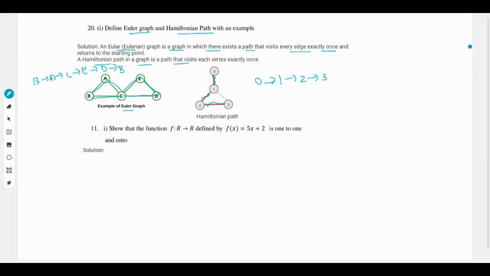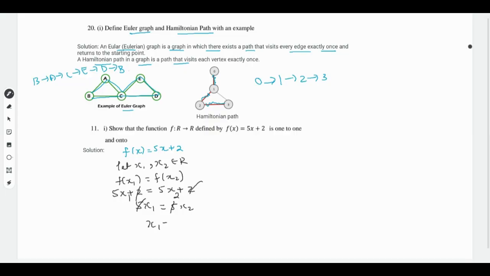Then moving to the next question: show that the function f of x is one-one and onto. So f of x is 5x plus 2. How do we prove it is one-one? Let x1, x2 belong to R, such that f of x1 equals f of x2. That is 5x1 plus 2 equals 5x2 plus 2. Then the 2 and 2 get cancelled. We have 5x1 equals 5x2. 5 and 5 cancel, we get x1 equals x2. Therefore f is one-one.